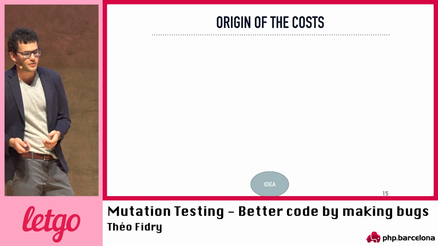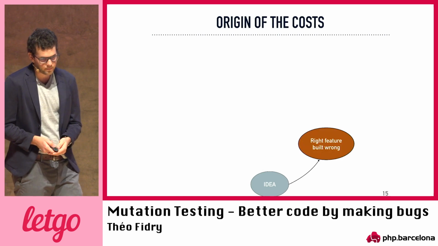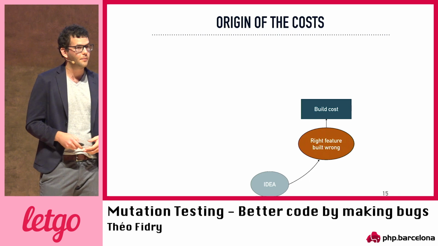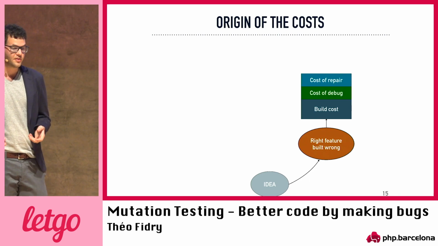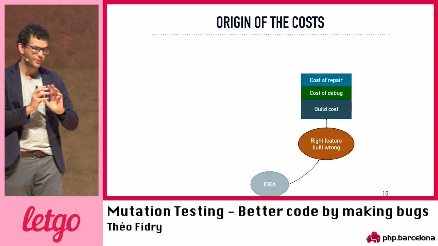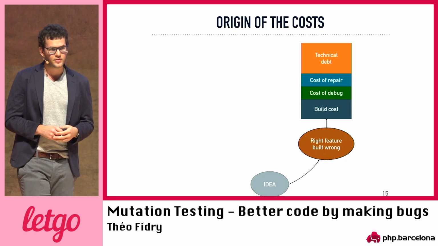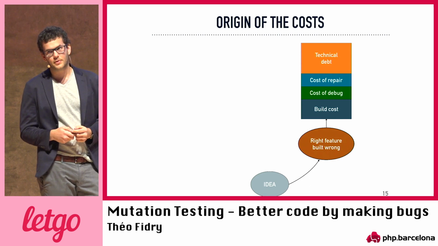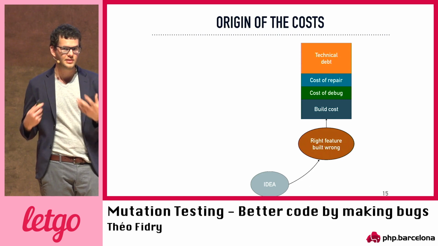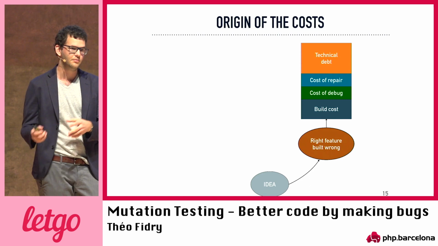So the origin of the cost, if we break it down, usually involves the building cost, the cost of debug and repair, assuming this is no longer happening at development time, and the technical debt, which is a way to say that the more complex your system is, the harder it's going to be to add a new piece.